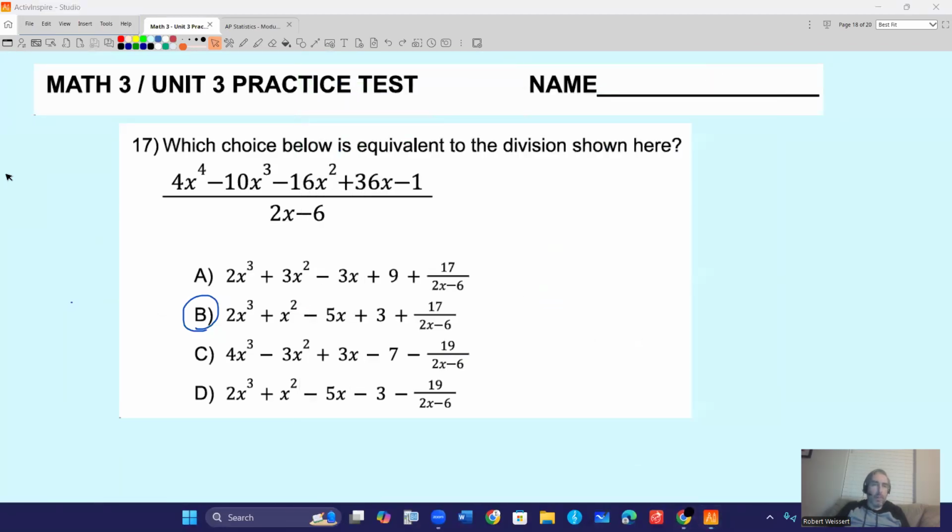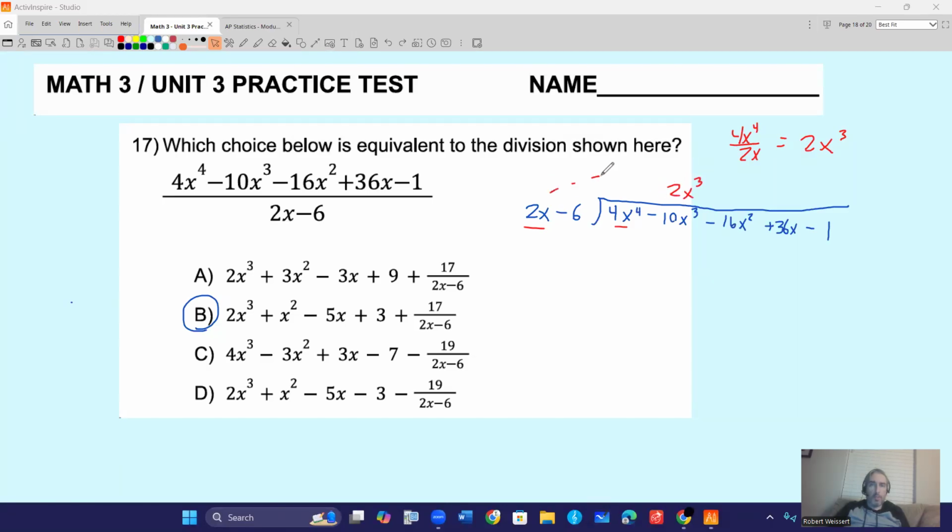So with long division, remember you're going to do your divisor out here. You're going to go inside the garage over here, and you're going to put in your expression, 4x to the fourth power minus 10x cubed minus 16x squared plus 36x minus 1. So we'll go through and do our divisions. Remember, we're going to divide our first terms. So 4x to the fourth divided by 2x is going to give you 2x cubed. And I want to jot that down right on top of the x cubed term.